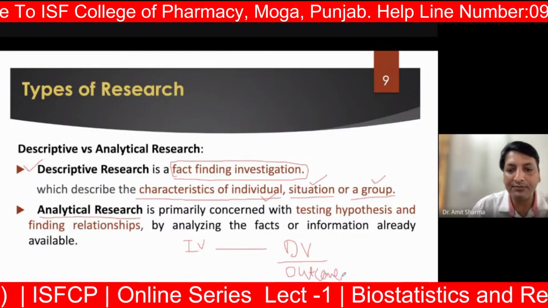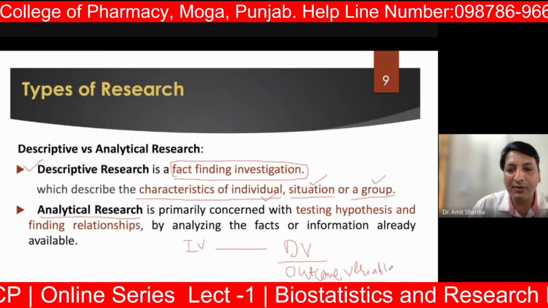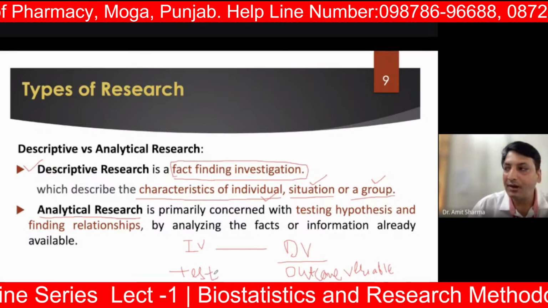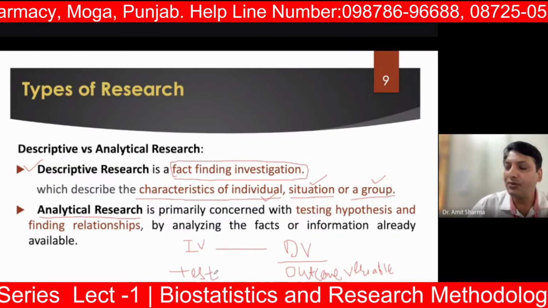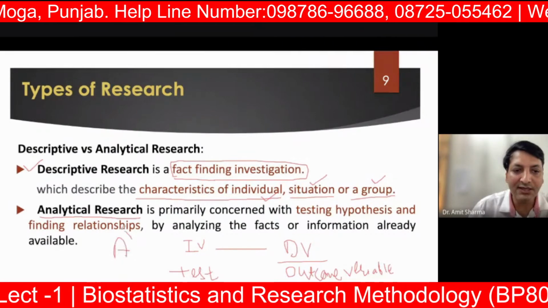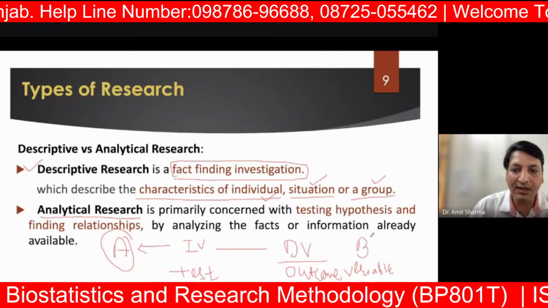Outcome variable. And independent variable will be called, as always, test variable. Now, as in the example I have given you, A is causing B. So A will always be called the independent variable and B will be called the dependent variable.